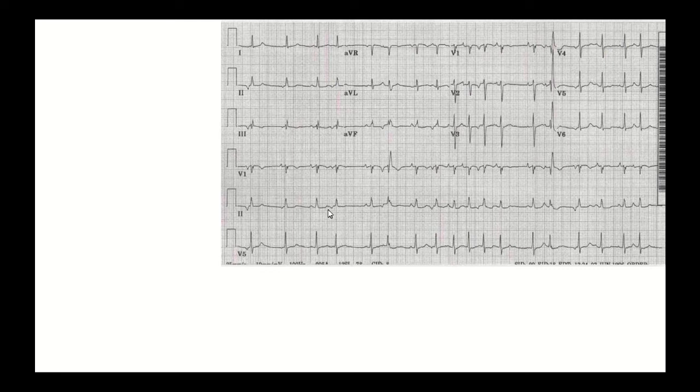So this is a unique rhythm where we have multiple formed P waves and you have tachycardia. So this is multifocal atrial tach, or MAT.